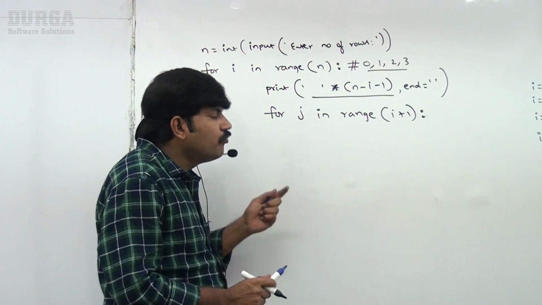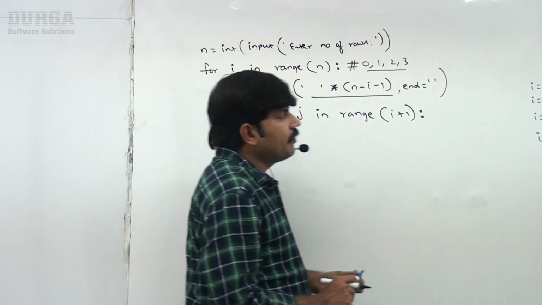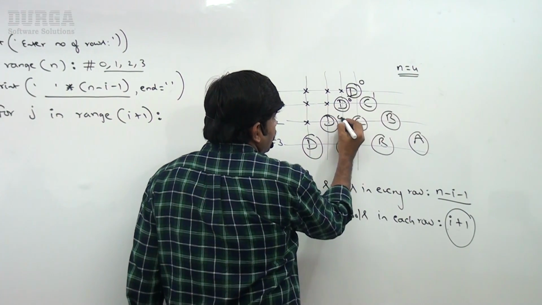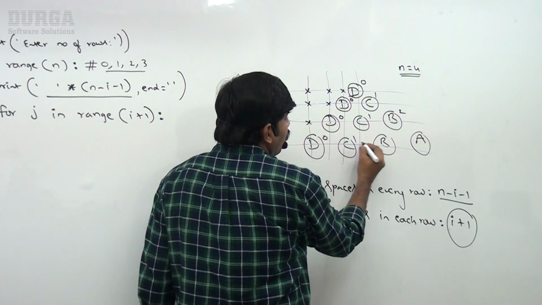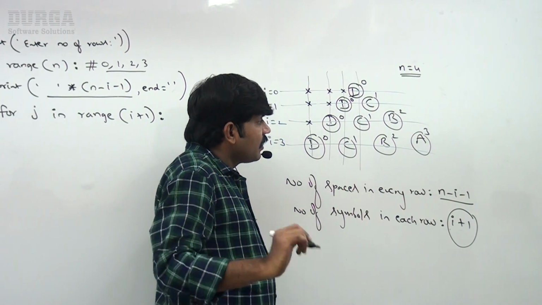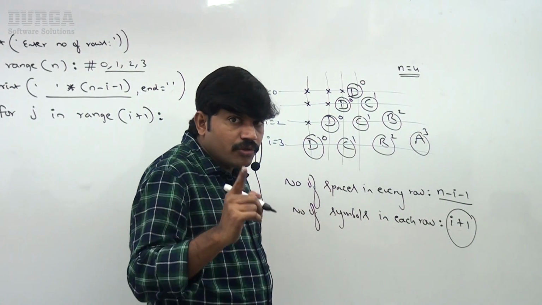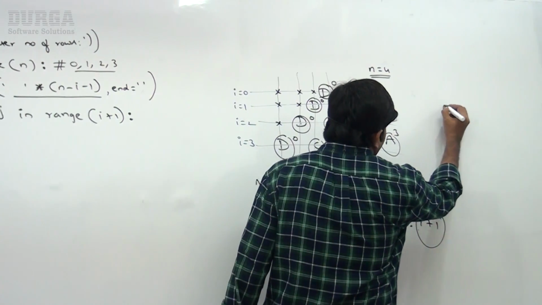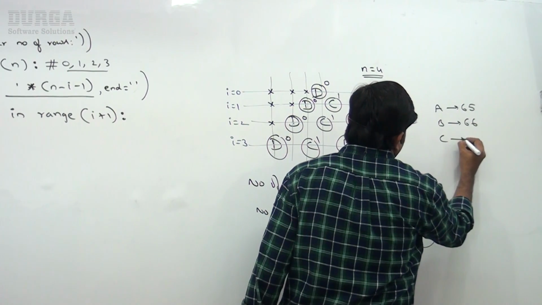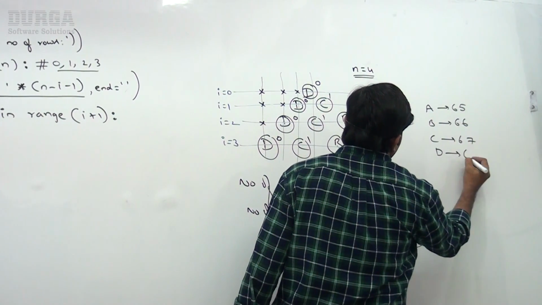Now which symbol do we have to generate? Very important: here j value is 0. Here 0, 1. Here 0, 1, 2. Here 0, 1, 2, 3. Like this, right? Now, for every alphabet symbol a Unicode value is there: A is 65, B 66, C 67, D 68.